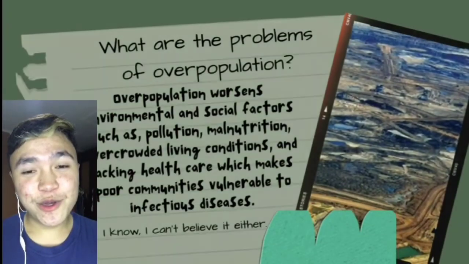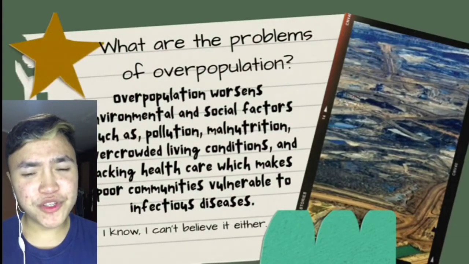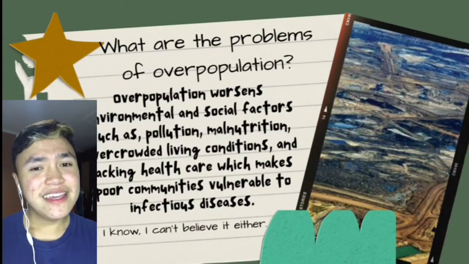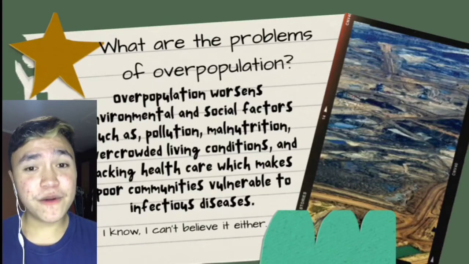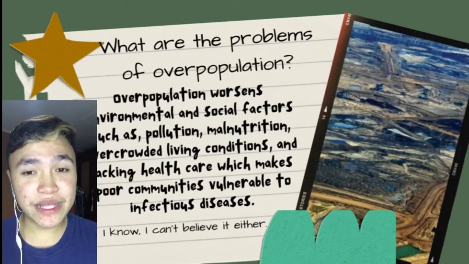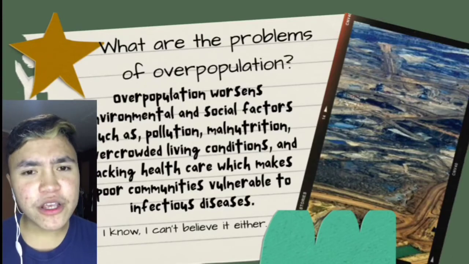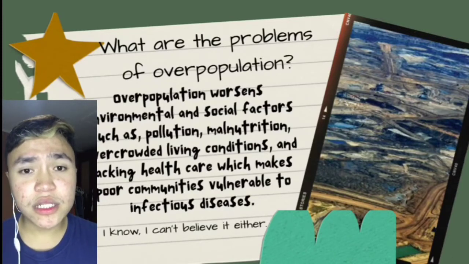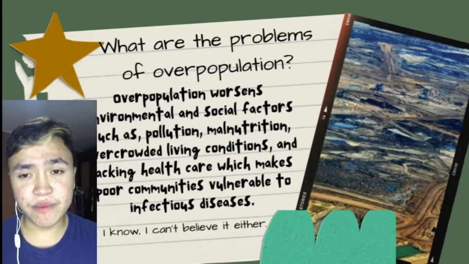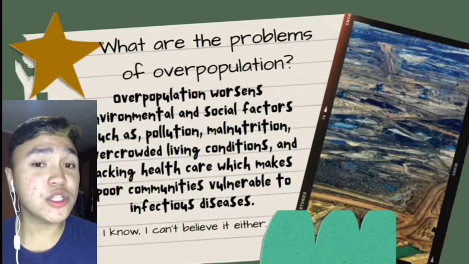Now, I want to ask you a question. What are the problems of overpopulation? If we look deeper in the problem, overpopulation worsens numerous environmental and social factors, such as pollution. For example, old cars that blow dark smoke, the big companies, and the people that are smoking.